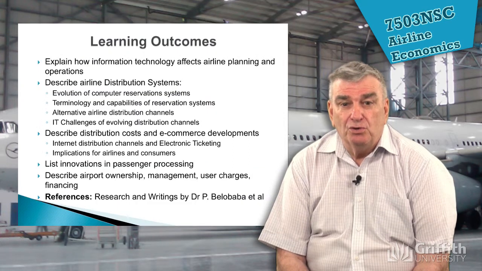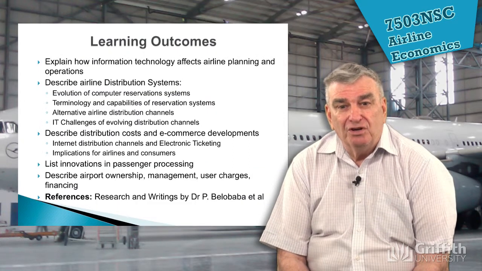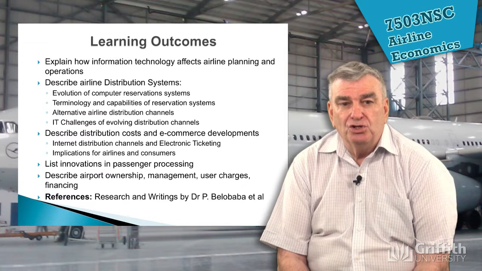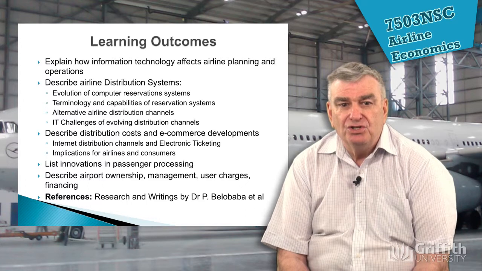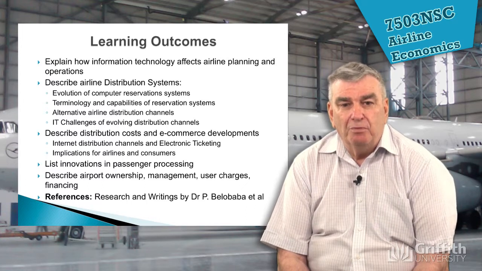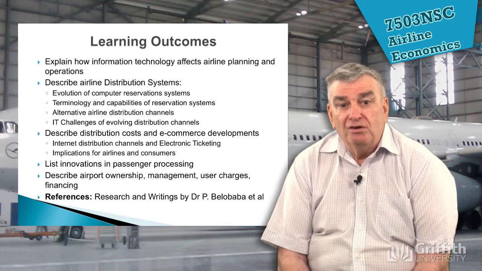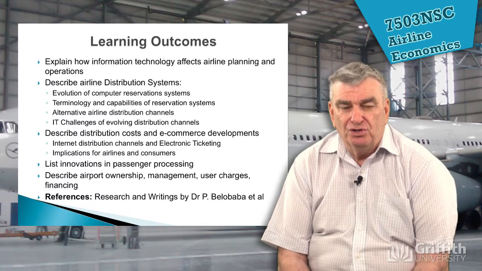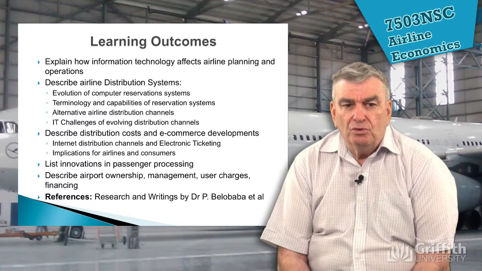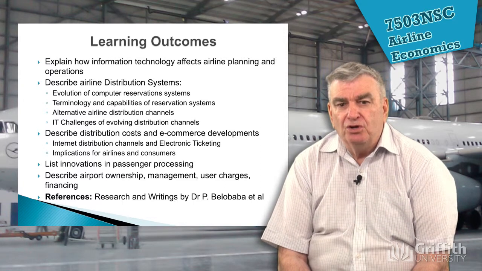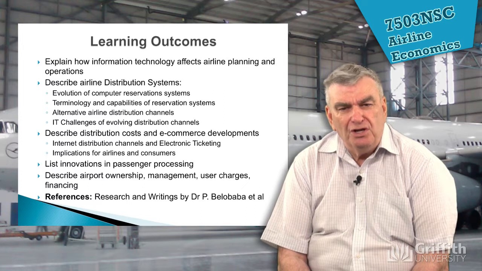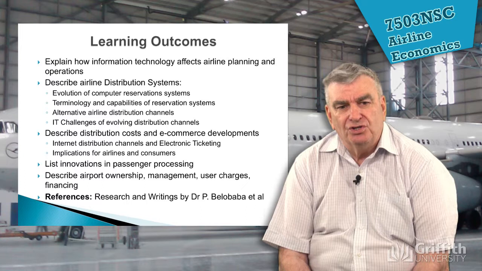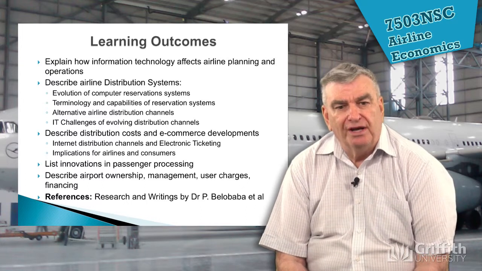So in this one, we're going to be talking about how information technology affects airline planning and operations. We're going to be talking about airline distribution systems, computer reservation systems, the terminology and capability of their systems, alternative airline distribution systems, and IT challenges of evolving distribution channels. We're also going to describe distribution costs and e-commerce developments. These are really making a difference in airlines trying to get the cost of their operations down. We'll look at the implications for airlines and consumers.